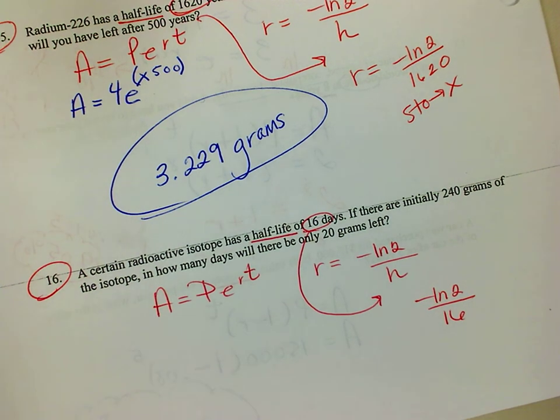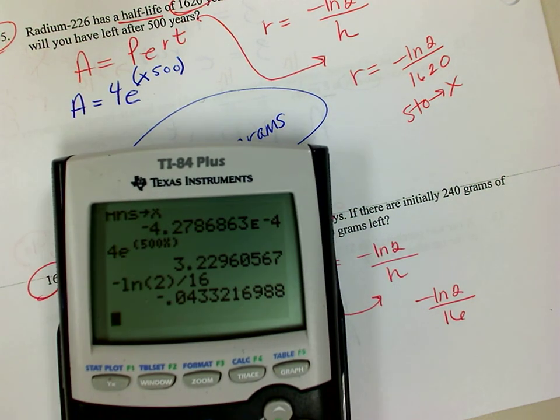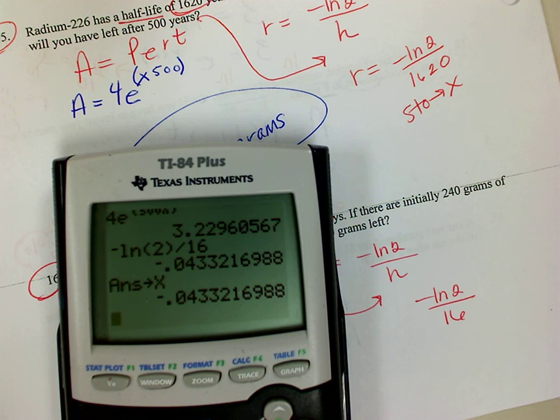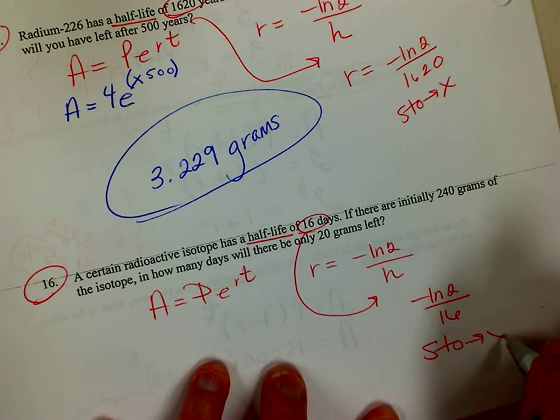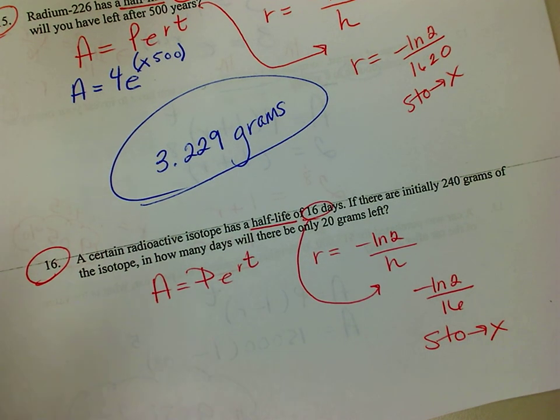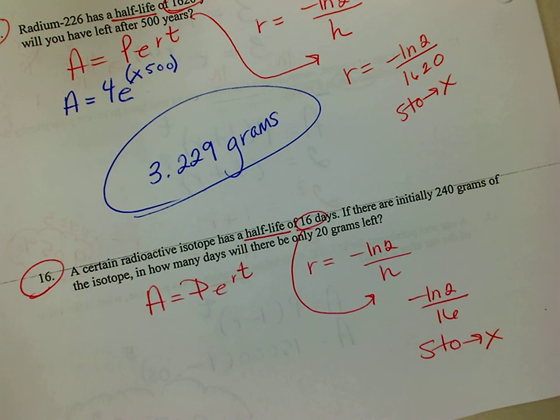Okay, let's put that in our calculator and see what we get. Okay, we get that right there. So I don't want to write that down. I don't want to round it. I want to keep it as exact as possible. So I'm going to store that for x. Okay, now it's stored. So now this number is x. So it's exactly the number that I should have.